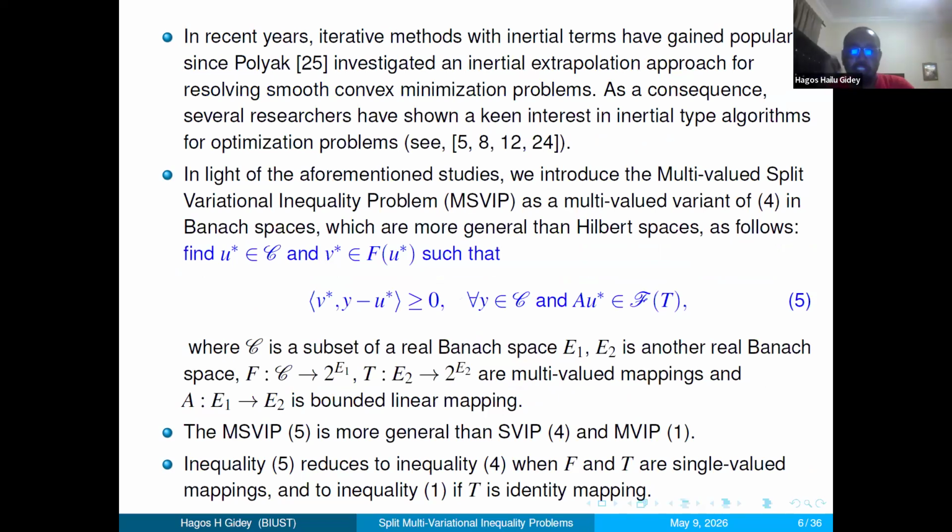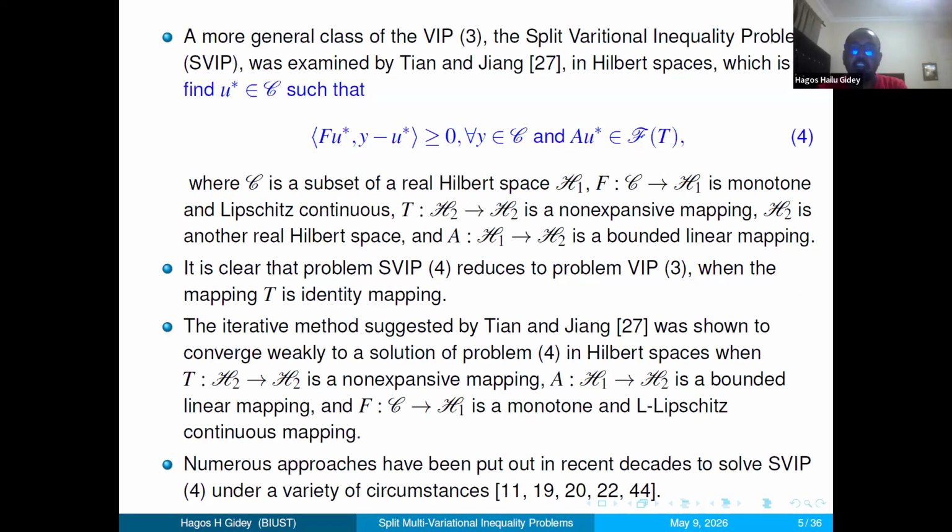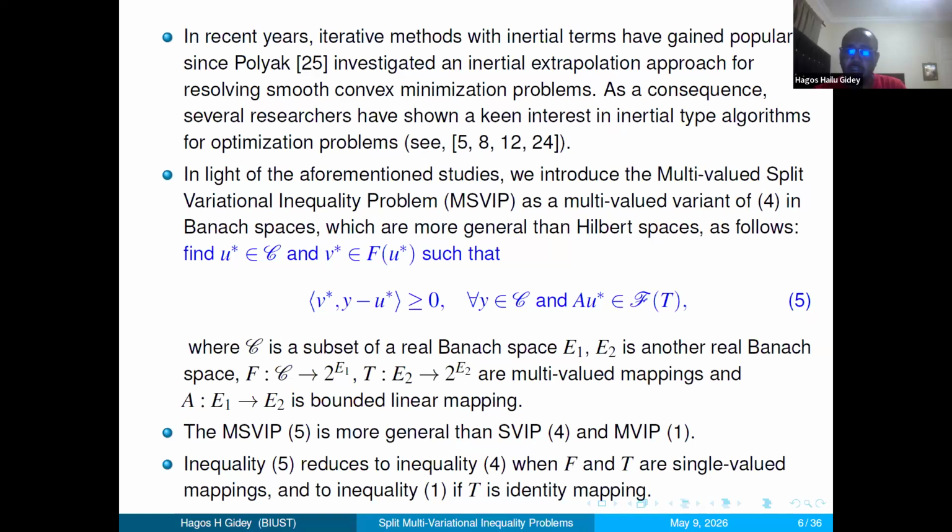Now our aim here is to extend the problem by Tian and Jiang, which is considered in a Hilbert space. Therefore, we need to extend this one to Banach space. And instead of single-valued, we use multi-valued. Therefore, we are extending problem 4 and problem 1.